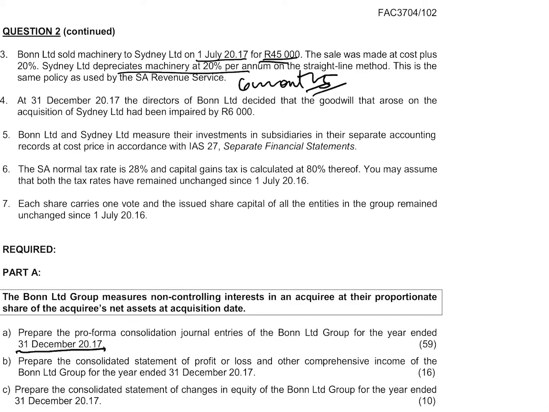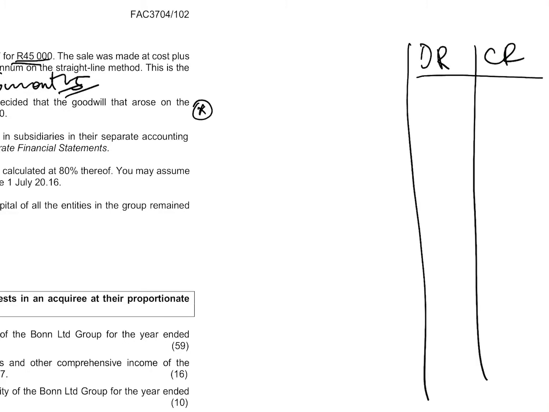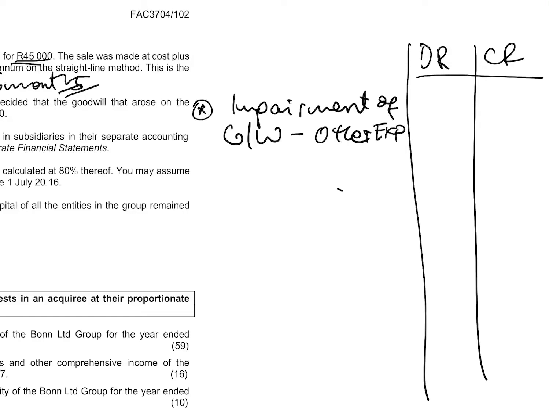Right, so at 31 December, the directors decided on goodwill impairment. So this one is important because the goodwill has been impaired. So what is the journal for impairment of goodwill? So you'll be having your debit and your credit, and the entity is using the partial goodwill method. So you are going to debit your impairment of goodwill, which is under other expenses. Then you credit your goodwill.